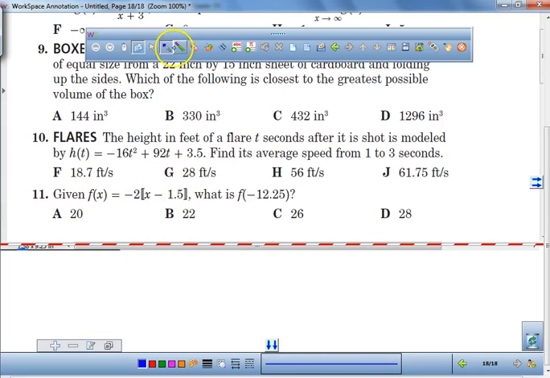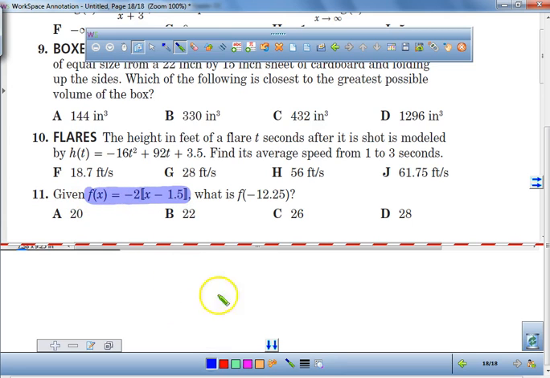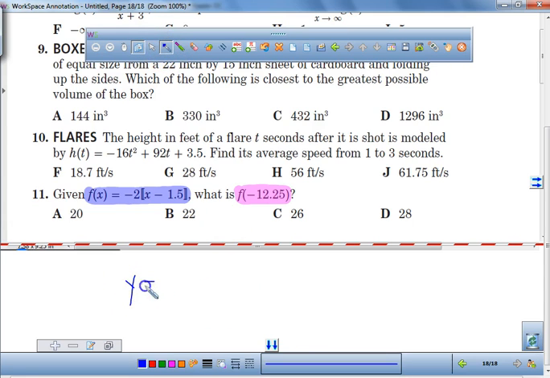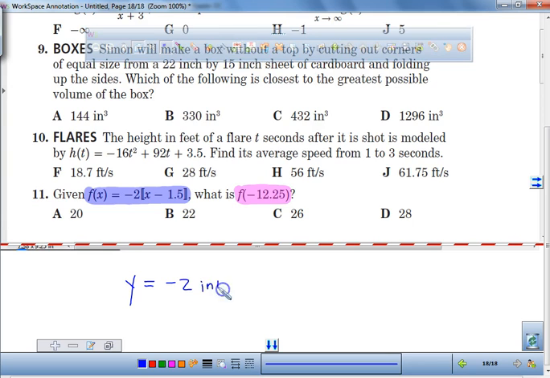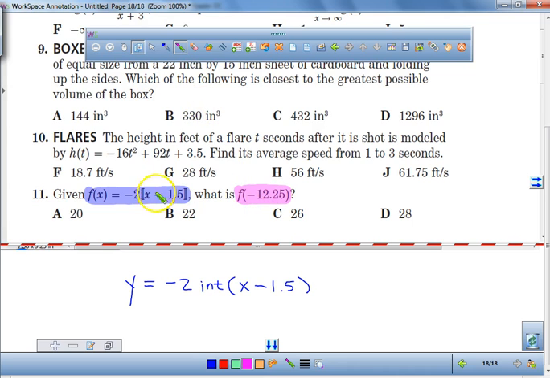Given this function, so I'm going to highlight the function that you want. Given this function right here, you have to evaluate it when x is negative 12.25. I'm going to put y equals negative 2. Now in the graphing calculator, this symbol is the greatest integer function. So you're going to be looking for the symbol that says integer. And you're going to type in x minus 1.5, and close the parentheses. Because what we're doing is taking this right here and plugging it in for x.